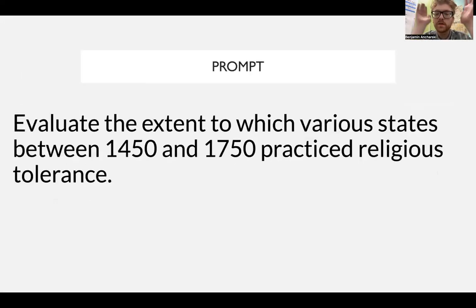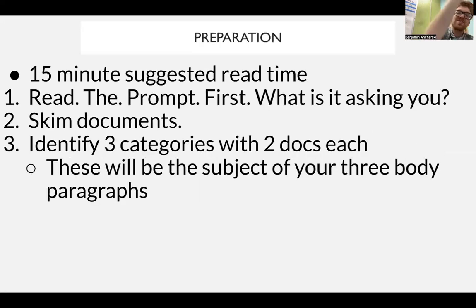And in this case, your prompt is asking you to basically say, to what degree, to what extent did states practice religious tolerance? So the first thing that you should do is basically look at the prompt, understand what it's saying. Then you look at the 7 documents given to you. And kind of with this prompt, basically, I would go through each of the documents and try and understand which ones are asking about tolerance, which ones are intolerant.